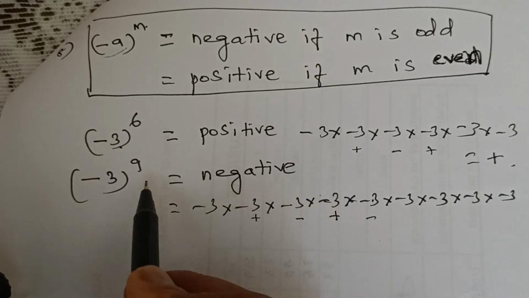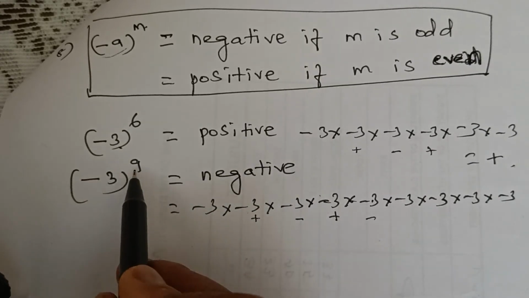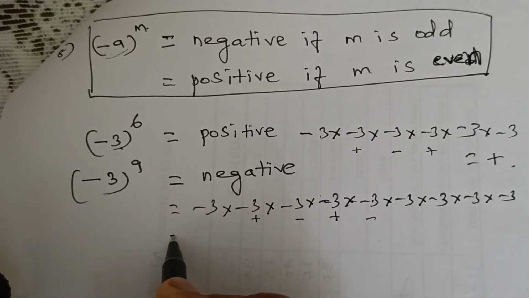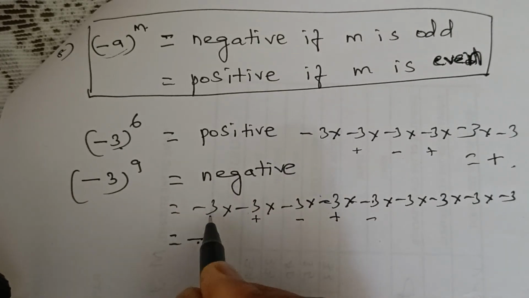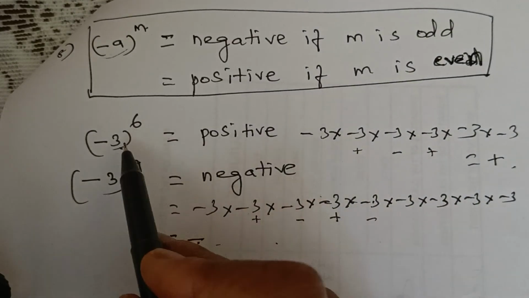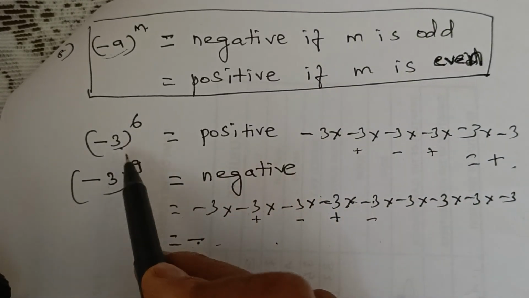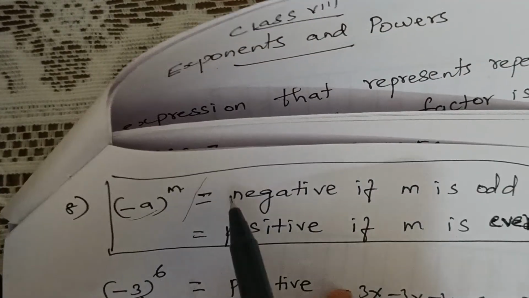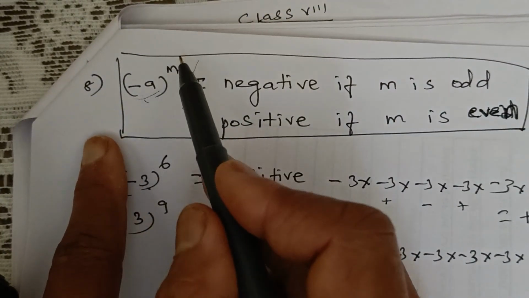And without any mistakes, we can write the answer. If it is an odd number, your answer is minus. Negative means minus. You multiply only the 3s and write the number. So this is the rule we follow only if the base is negative. If the base is negative, minus a power m.